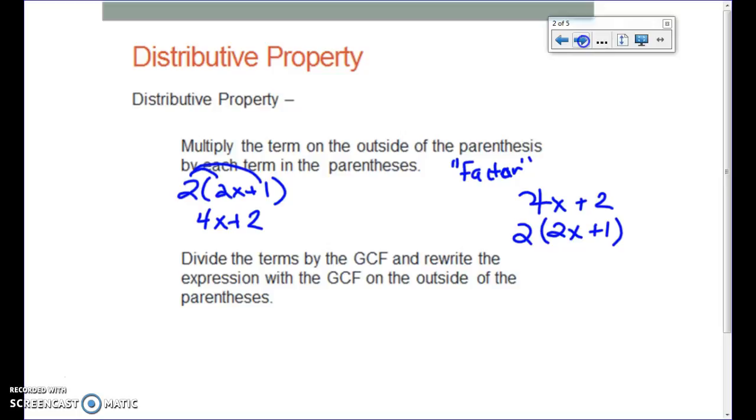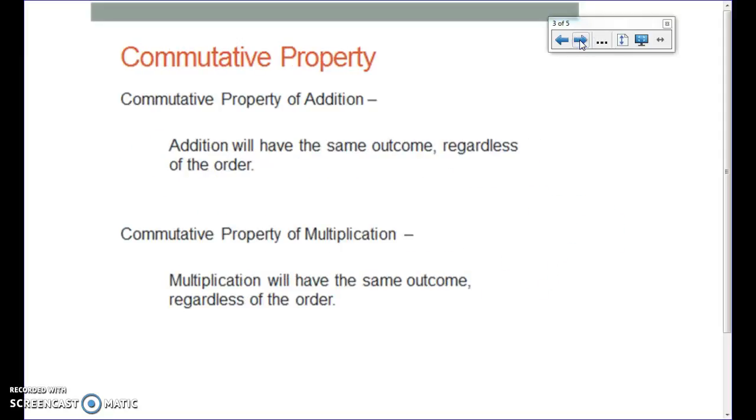So we can either multiply or we can divide the greatest common factor to the outside of the parentheses, or factor. And so that's the distributive property. Hopefully we become more familiar with that, but we do need to know that property by name when I say the distributive property. The next few properties are probably review. Actually, they should probably be new.